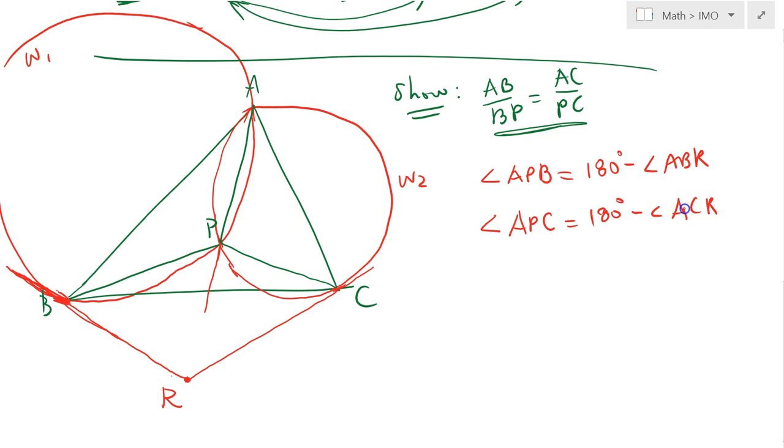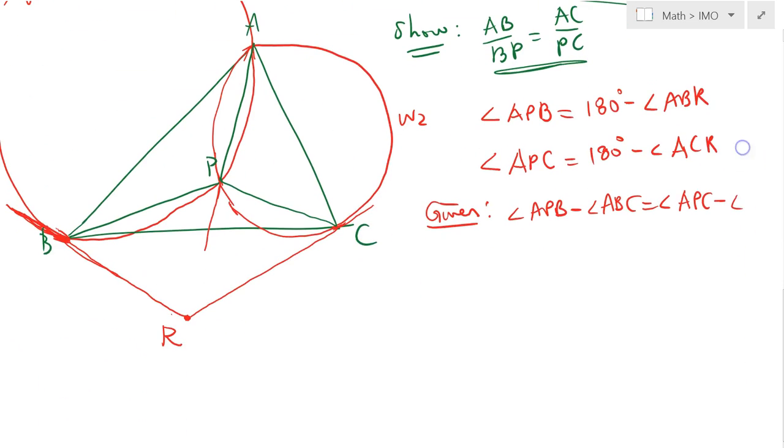ACR. Now we can go back to the condition of the problem. So what is given to us is that angle APB minus, I think it was angle ABC, is equal to angle APC minus angle ACB.